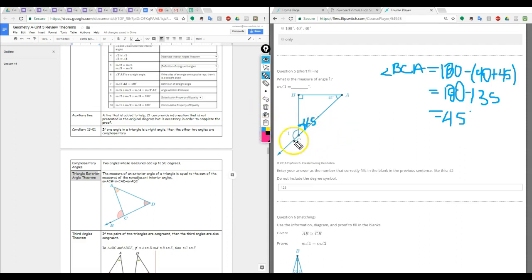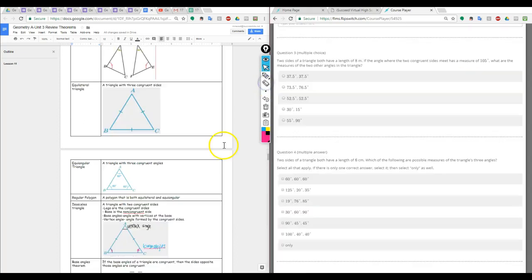And since these two angles form a straight line, they're a linear pair, that means that they would add up to 180 degrees. So if we have 180 degrees, and we take 45 away from it, what is left? That would be 135. Well, there's the two ways you could do question 5 and end up with the same solution.